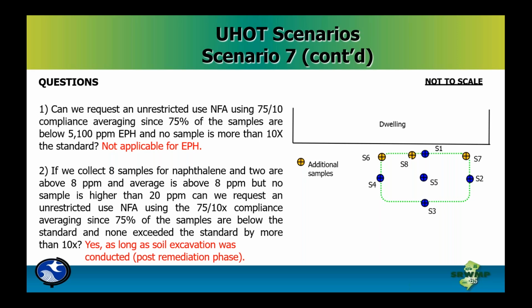UHOT looks at it as a whole, that tank is a whole site. It's not vertical. You're just showing us with vertical delineation that your contamination doesn't get worse. This is the worst you saw.